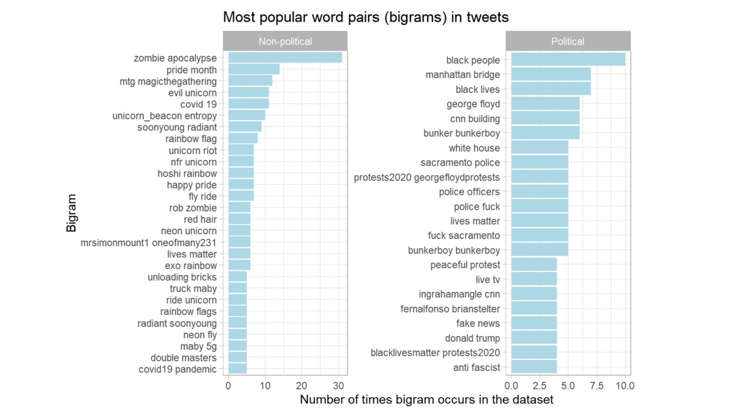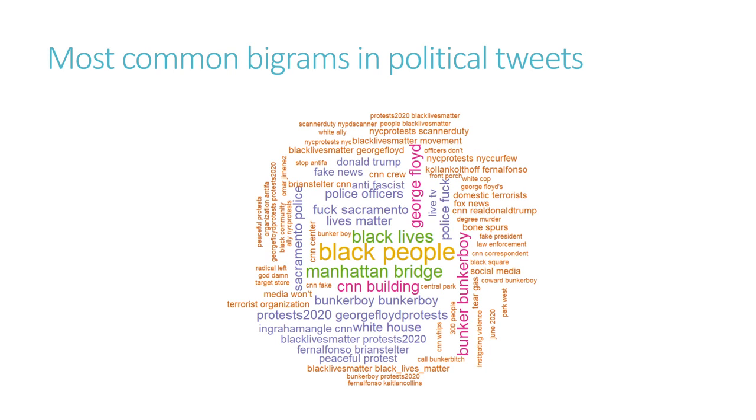But it's not enough to just look at the common words. We also want to look at the most common word pairs, or in other words, bigrams, in the tweets. So here are the most common bigrams in non-political tweets. As you saw earlier, zombie was one of the most popular words, but zombie apocalypse is the most common bigram in the non-political section. The most common bigrams in the political tweets are kind of what you'd expect. And here are the most common bigrams in the political tweets.